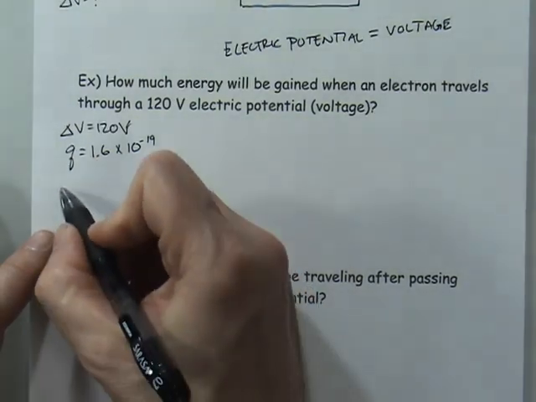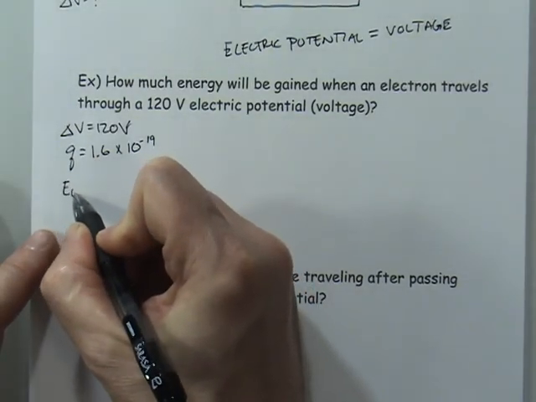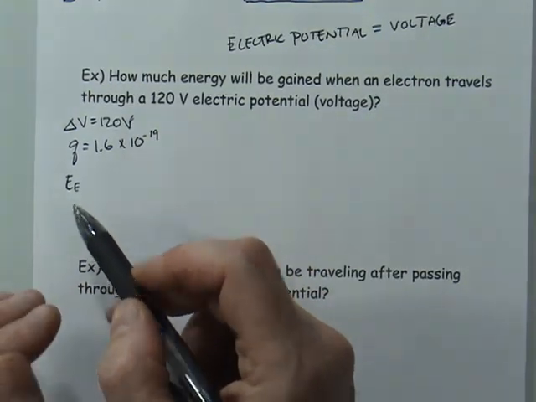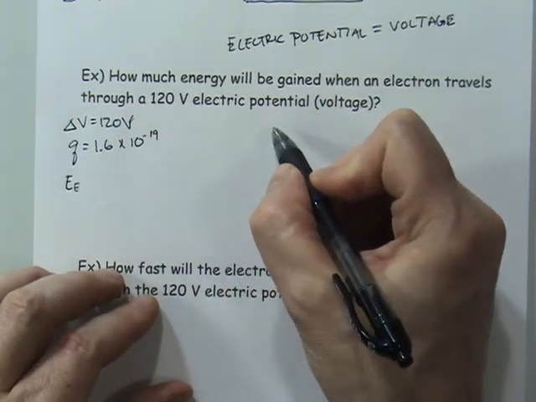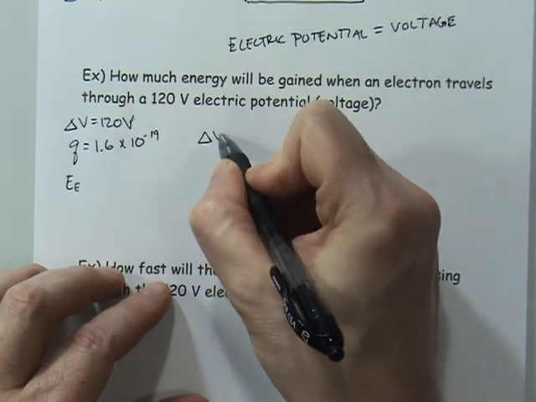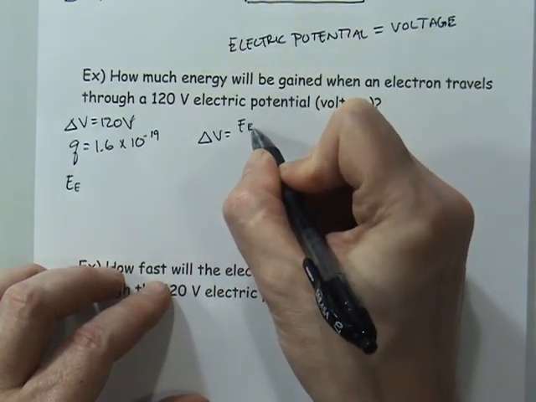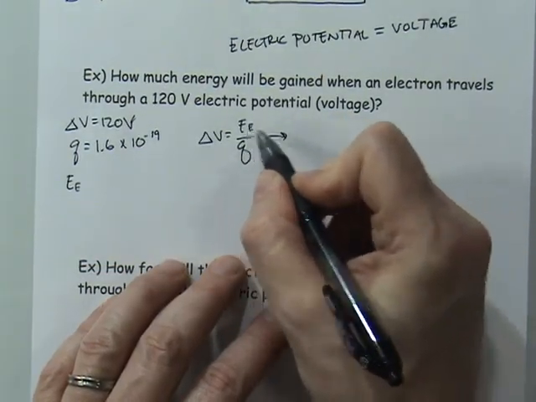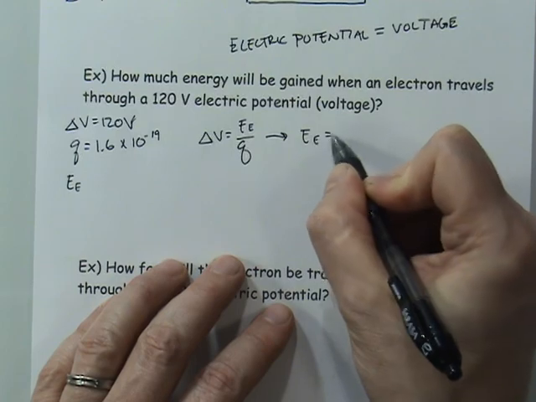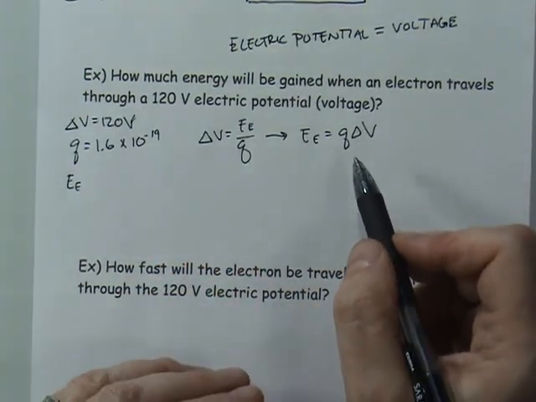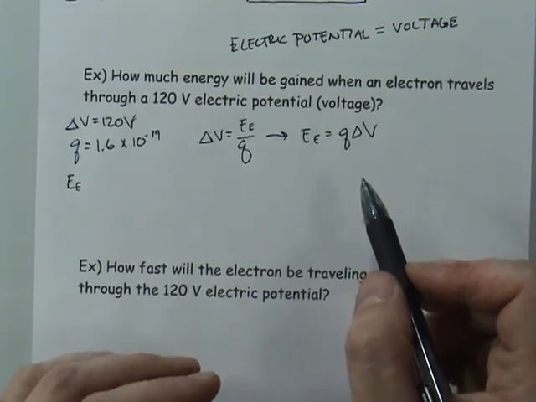So what we're looking for here in this case is I could either write the letter W or I could write EE. That's your choice. It doesn't really make a difference to me. It would be very clear to me if you wrote W equals Q times delta V, I would understand what you were talking about. So in this case, delta V is equal to the electrical energy divided by Q. So therefore, if I were to solve for EE, EE would be equal to Q times delta V. Remember, super important equation that we're going to be using a lot in this chapter.